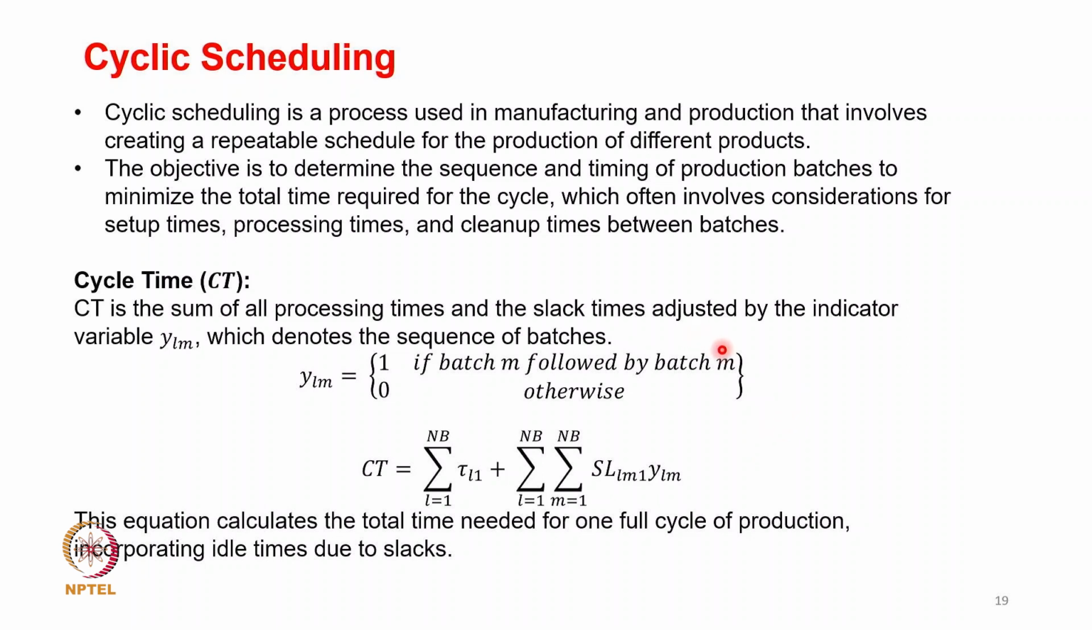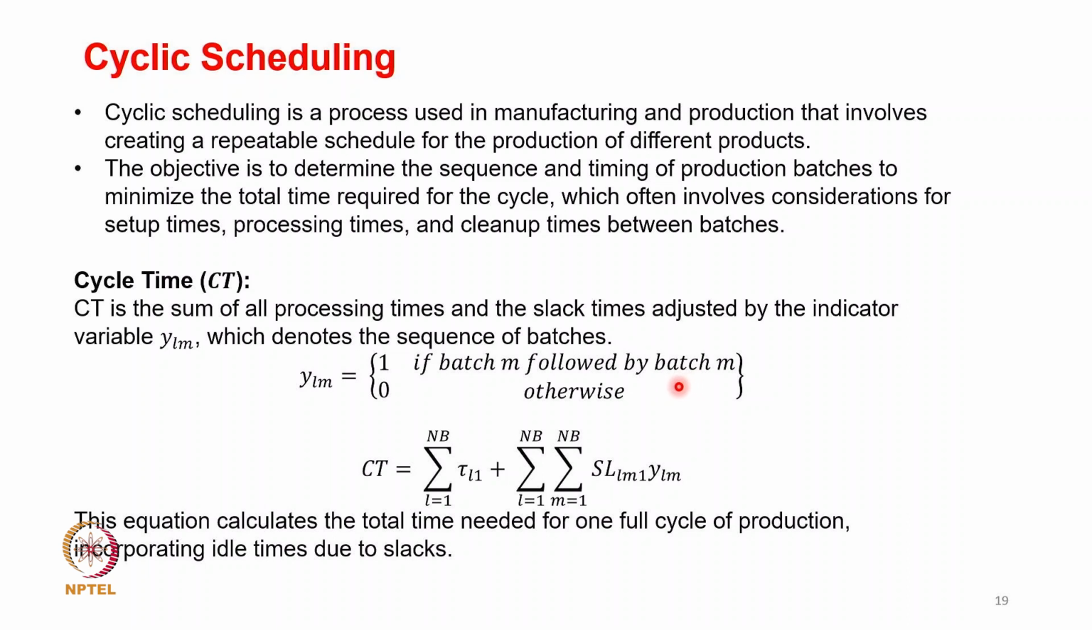Okay, so CT is the sum of the processing times and the slack time adjusted by an indicator variable. The indicator variable is a binary variable, which typically takes the value 1 or 0. We say that if a batch m is followed by a batch n, so if batch L is followed by a batch m, you make this indicator variable value 1, otherwise 0. This is to make sure that a particular pattern is being followed.